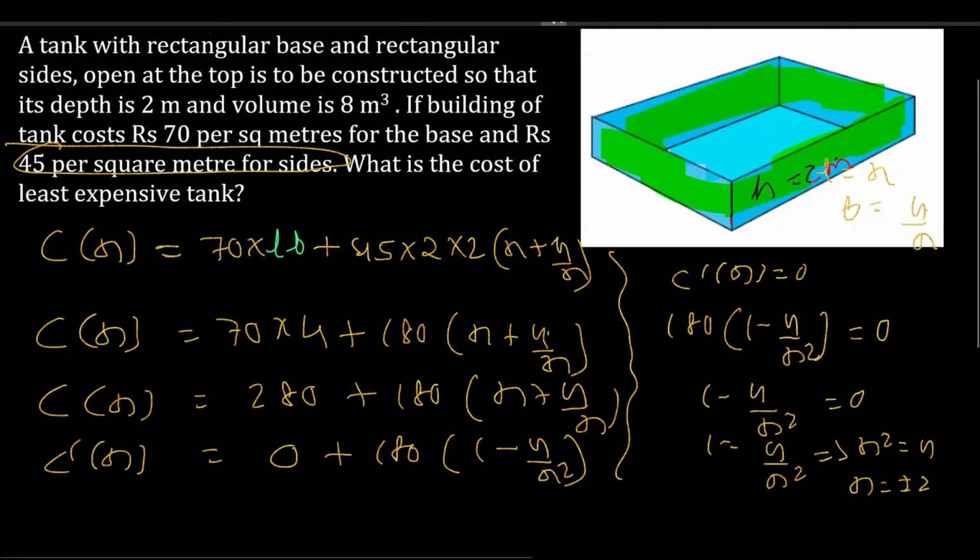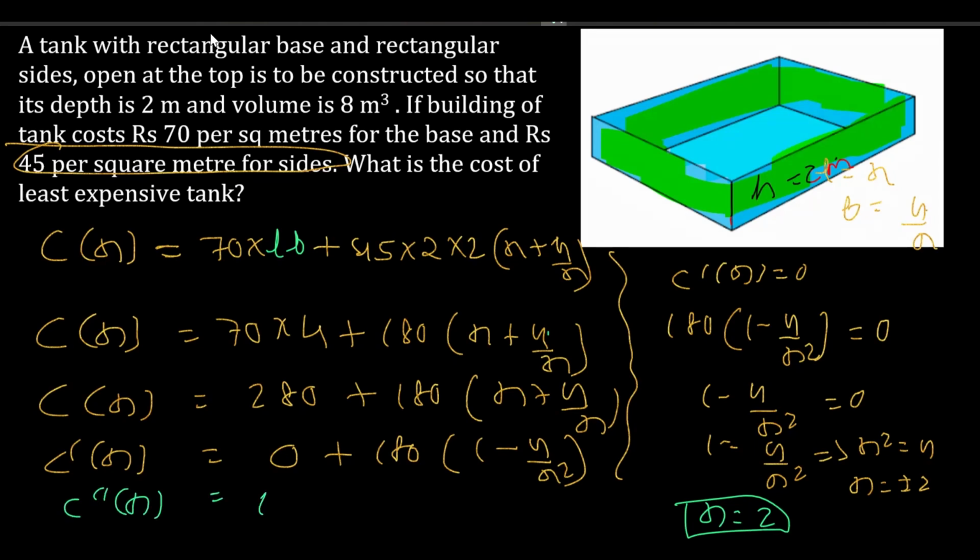So we needed to find the dimension, and I got x as positive 2. Now let's check by finding C double dash x, the second order derivative. This is going to be 180 times (0 minus 4 times the derivative of 1 over x square). This is actually x raised to the power minus 2, whose derivative is minus 2x raised to the power minus 3. So actually it's minus 2 over x cube, with x cubed in the denominator.